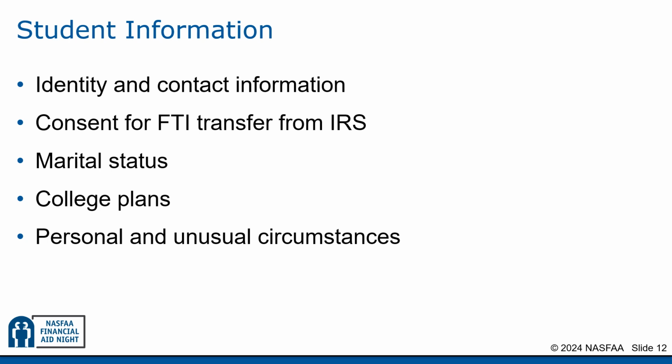Next, if the student is starting the form, it'll prompt them to enter a couple different types of information as they go through the beginning. It'll ask for identity and contact information for the student. It'll go through and again, like I mentioned previously, ask for consent for the transfer of that tax information from the IRS. It'll ask about the student's marital status, their college plans, and then any personal and unusual circumstances, which we'll talk about in the next couple slides.